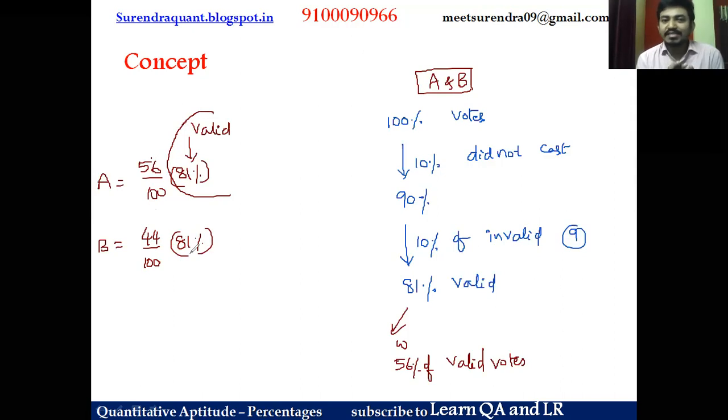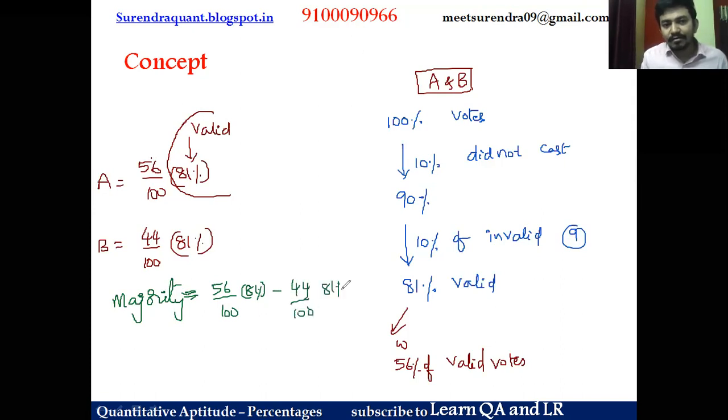Now who is the winner, friends? A is the winner, B is the loser. Now what is the majority? Can somebody tell the majority? The majority is the difference between winner votes and loser votes, right? So if we take the difference of these two, what is that? 56% of 81% minus 44% of 81%. If I take 81% by 100 common, 56 minus 44, that is 12%.